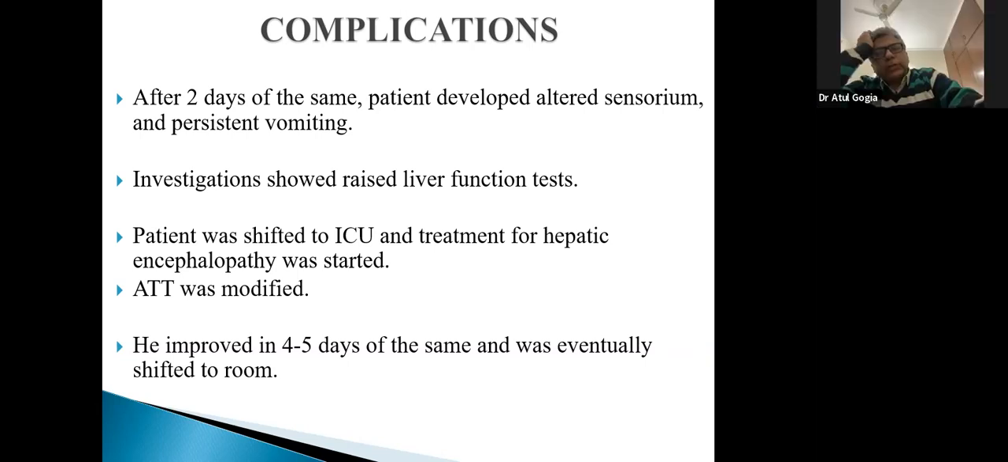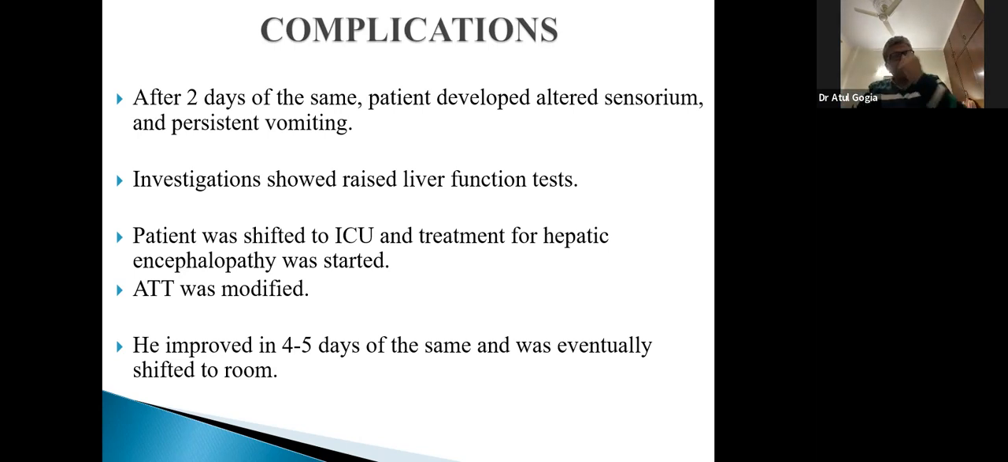Dr. Gogia, sir, would you like to clarify this here? Actually, he was a very lean, thin person, not able to take much orally. We started him on ATT along with ceftriaxone and cotrimoxazole. So he had a lot of gastric issues to start with. He had a lot of nausea and vomiting, and decreased appetite.